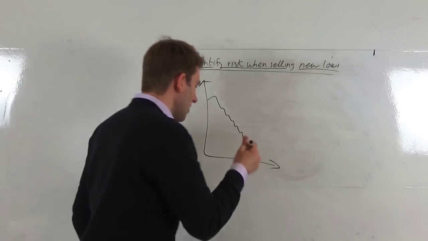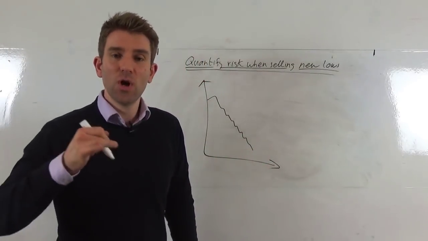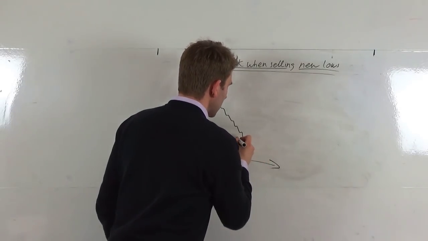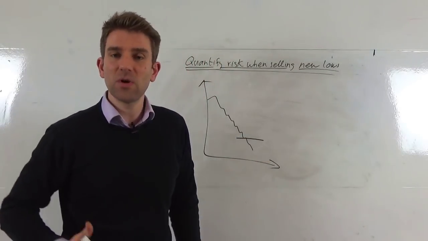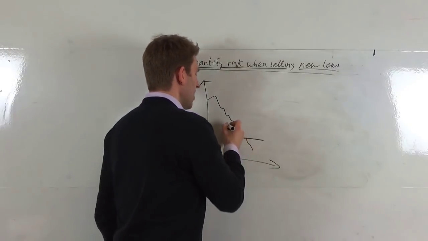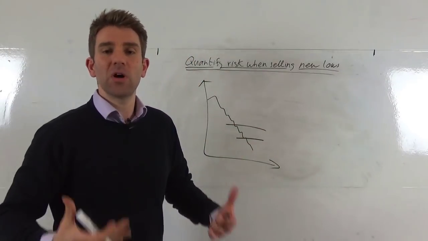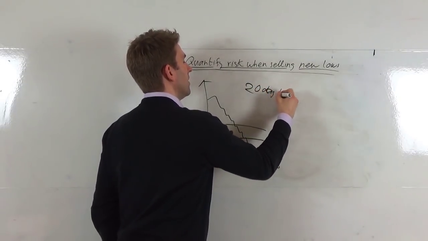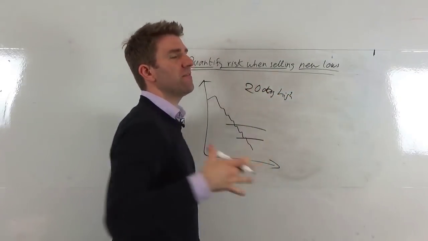So let's assume you are literally selling into a new low. The obvious place for your stop is going to be above a prior day's high. It's a very simple place to do it, especially if you're day trading, or above a weekly high, or above some kind of thing like a 20-day high, which is often used by people. Some kind of fixed level.